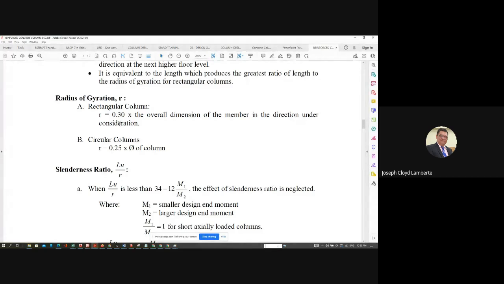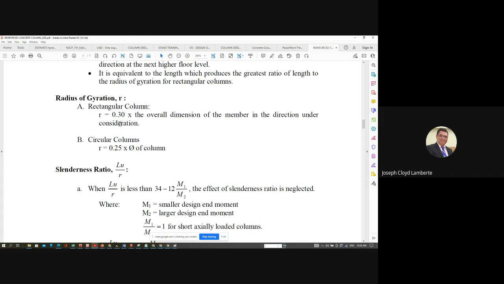Pero kung sa imong rectangular column, naa kay width, naa kay depth, so dili sila parehas, no? Mas dako ang depth, mas gamay ang width, so therefore you are going to multiply 0.3 dito sa imong gi-consider nga direction. So along sa depth, katong depth imong i-multiply. Along sa width, katong width imong multiply. But for circular column, diameter again, no? 0.25 times the diameter of the column. Mao na ang radius of gyration.